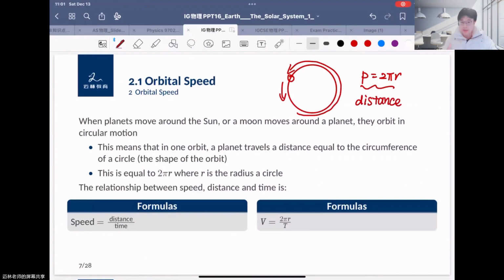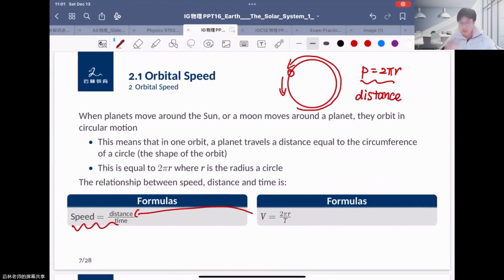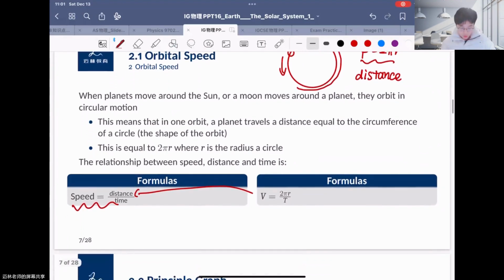And if you have the time taken, you can say the speed equals distance over time taken. Here, distance equals 2 times pi times radius. You can just put it into the formula, and it becomes velocity equals 2 pi radius over time taken. Okay, so this is for velocity. I think it's not very difficult for you. Velocity equals 2 pi radius over time taken. This is for orbital speed.